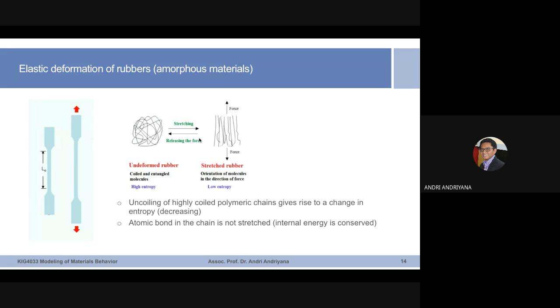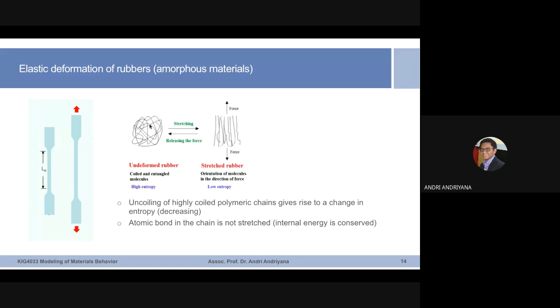There is another class of materials where the microstructure is completely random. It's not like metals. It is called amorphous materials. Examples are rubbers. Okay, so rubbers are amorphous materials. So you have learned also in material science. It consists of polymeric chains, random polymeric chains. So rubber is a certain class of polymer.